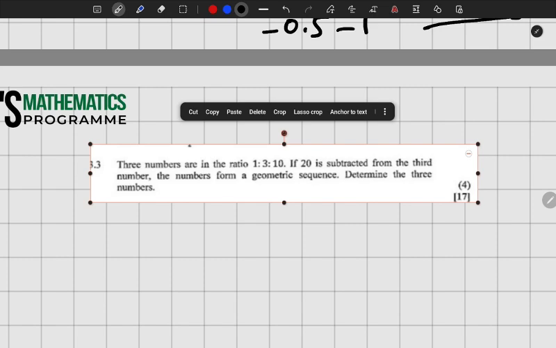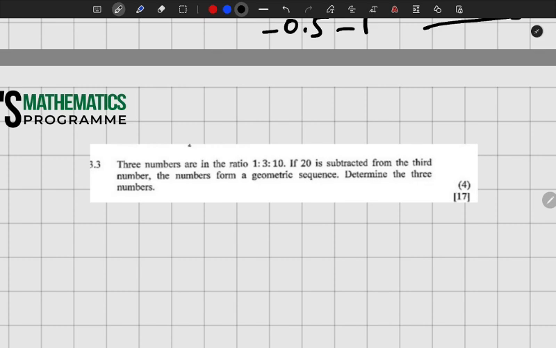That is our 4 marks question. They're saying the three numbers are in the ratio 1 is to 3 is to 10. And then if we subtract 20 from the third number, we get a geometric sequence. What are the three numbers?